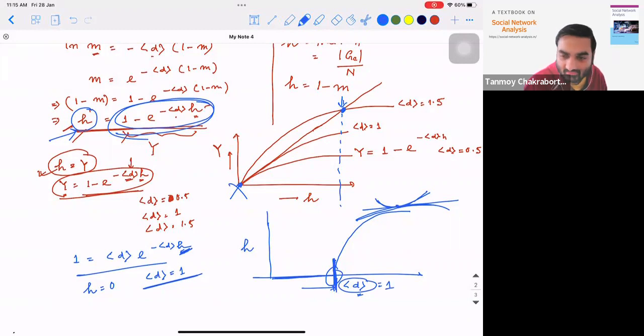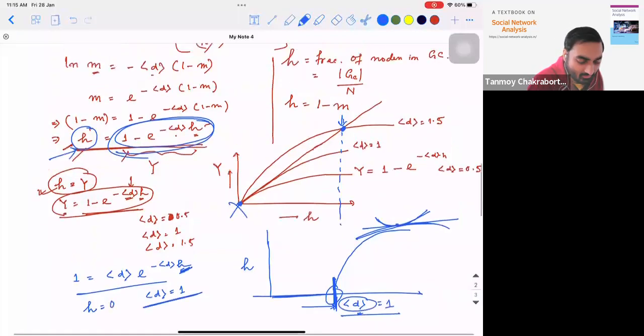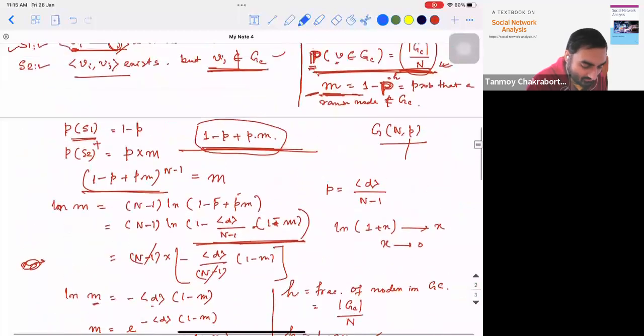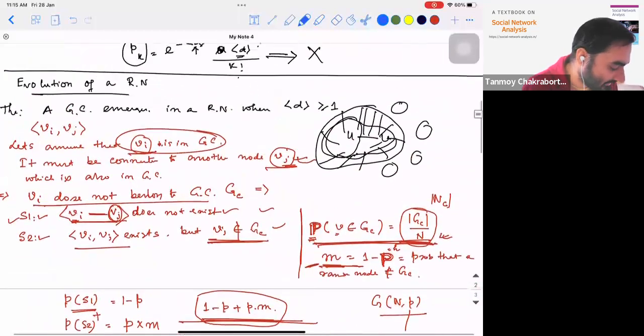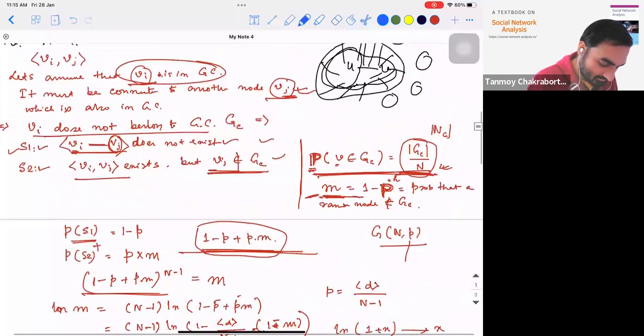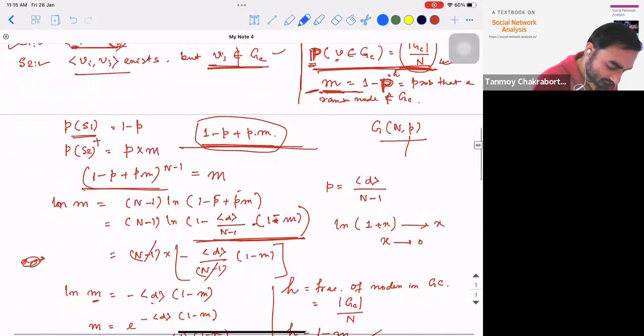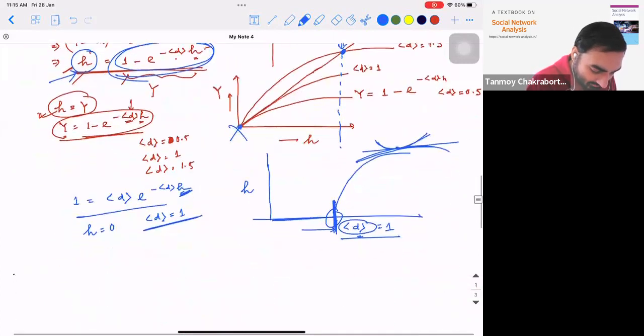Okay, and that was the theorem. The theorem said that the giant component emerges in a random graph when the average degree of a node is 1, and we proved that the emergence of a giant component starts when the average degree is 1. It may look a little bit tricky, but if you go back and read, it would be easier.